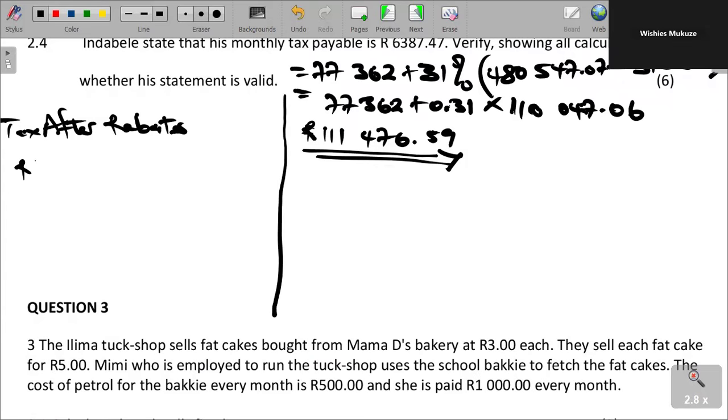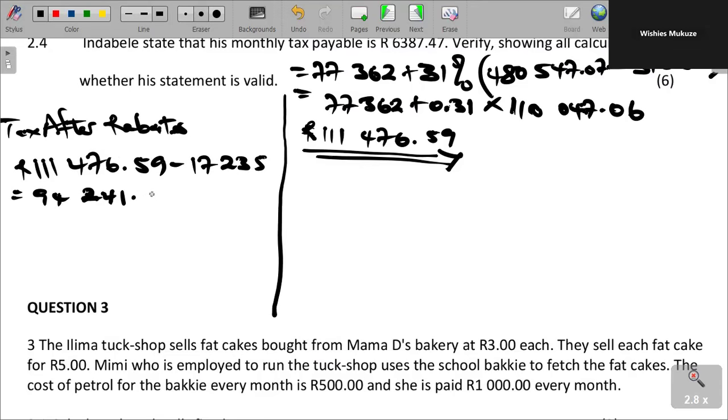That is going to equal 111,476.59, and then minus that value, minus 17,235. Minus 17,235. This is going to give us 94,241.59.